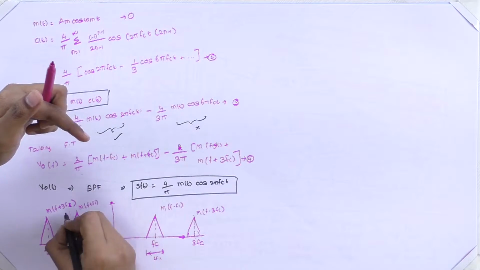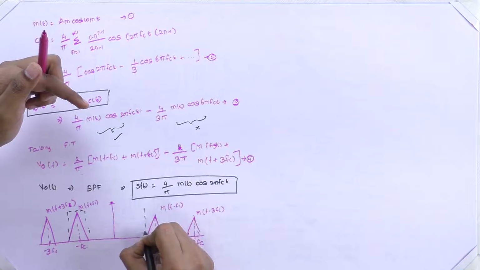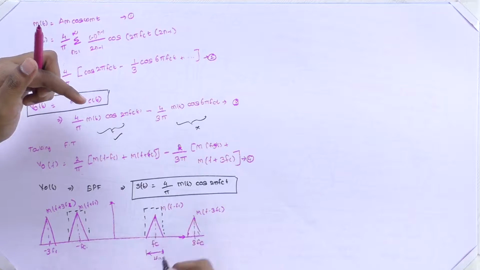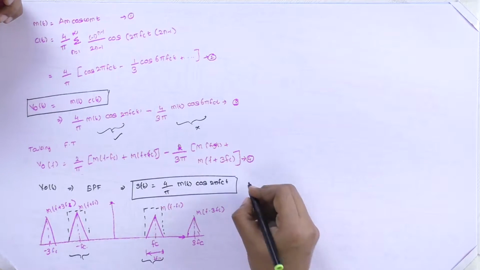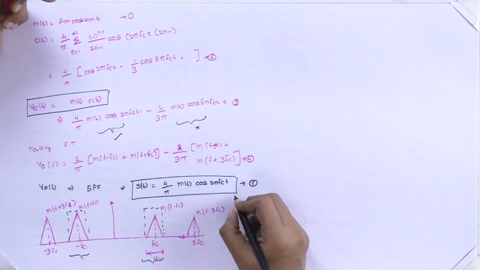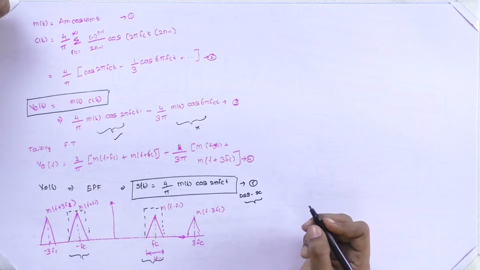The desired cutoff frequency for the band pass filter will be within this region. Therefore, only these sidebands will be filtered through the band pass filter, and this is our equation number 5. This is our final double sideband suppressed carrier time domain expression.